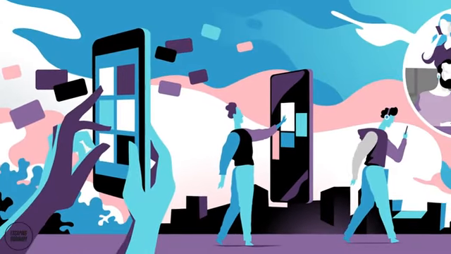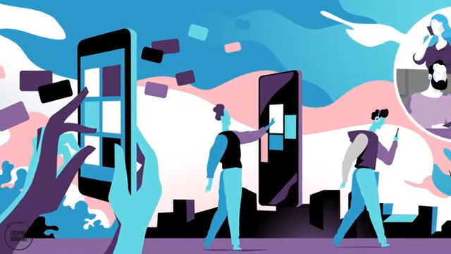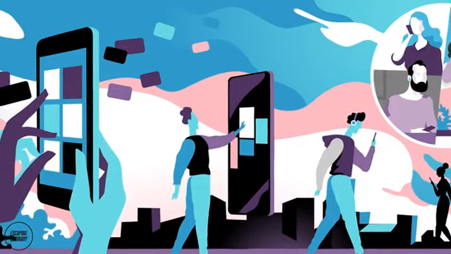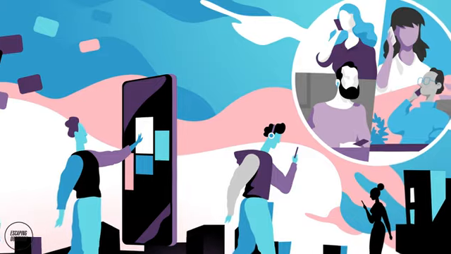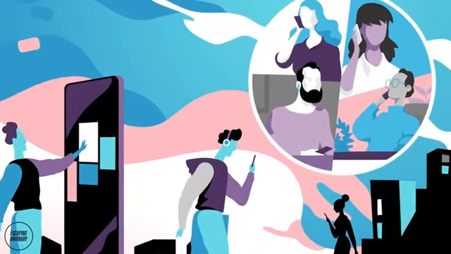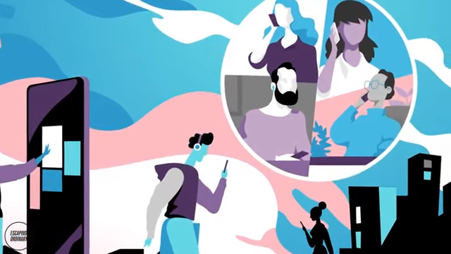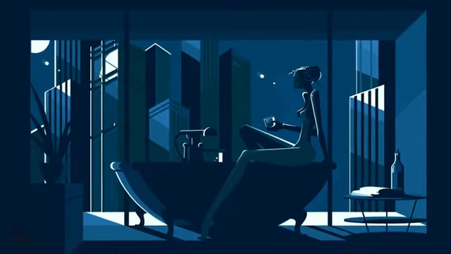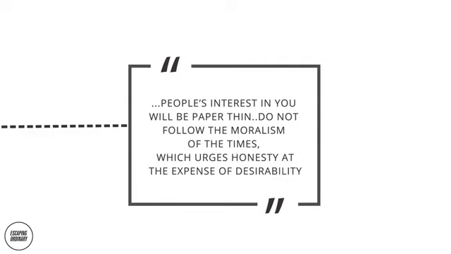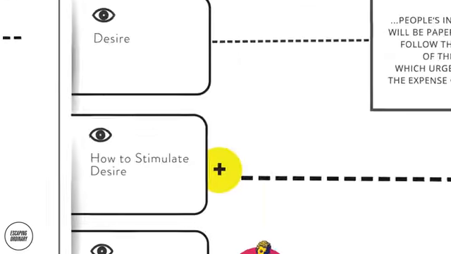Nowadays, people see vulnerability and being forthright as a path to truth and honesty. Letting people know all your likes, dislikes, fears, and loves, and believing that people should just love you and desire you for who you are. In actuality, what people really want is for their fantasies to be stimulated. But if you become too familiar, there is no mystery and no room for imagination. People's interest in you will be paper thin. Do not follow the moralism of the times, which urges honesty at the expense of desirability.